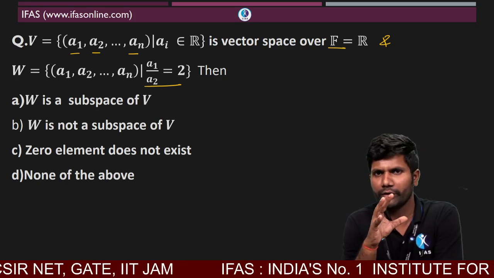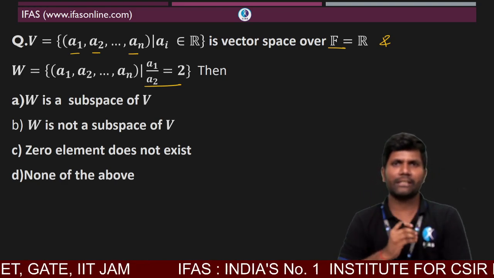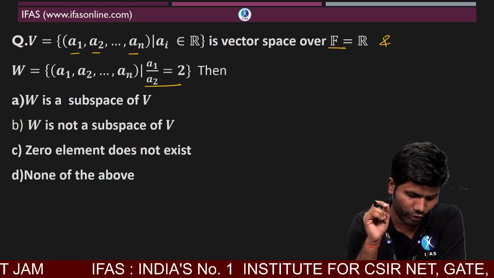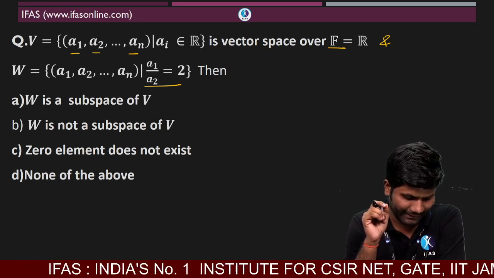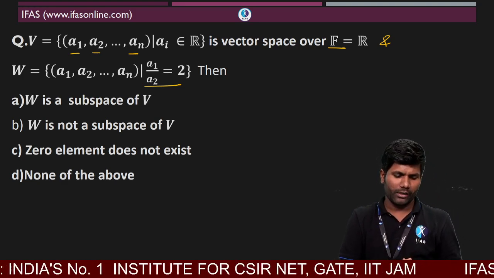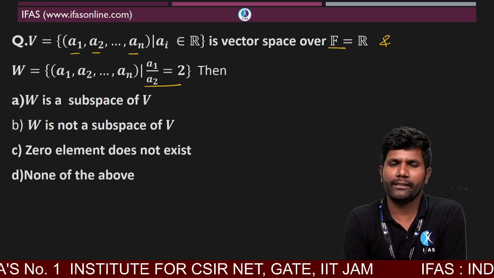So there are four options for this question. Which of the following is correct? The first option is that W is a subspace of V. The second option is that W is not a subspace of V. Option C, 0 element does not exist, and the last option is none of the above. Okay. For this question we have to find out the correct option.